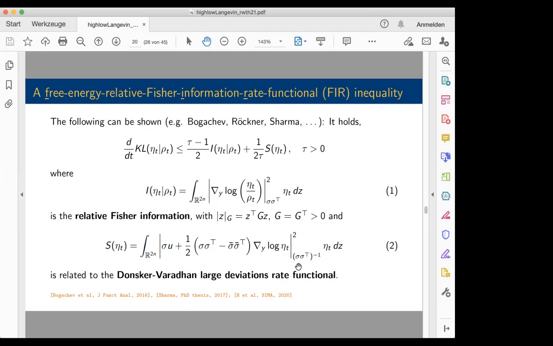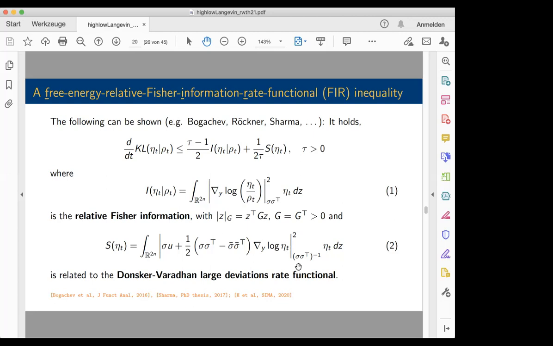Basically, it says that if you consider the Fokker-Planck equation you want to solve, but plug in the wrong density, how large is the error you make, or how large is the entropy production related to this wrong solution in the right Fokker-Planck equation?